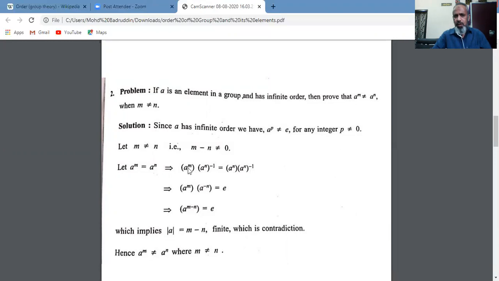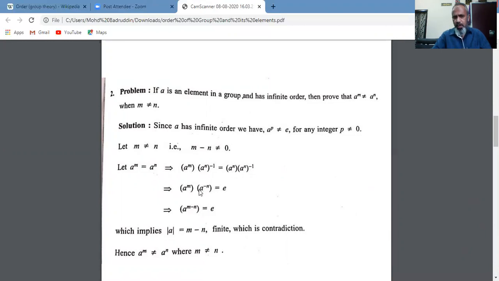So in place of a to the power m, we are writing a to the power n. So a to the power m into (a to the power n) whole to the power minus 1 is equal to a to the power n into (a to the power n) whole to the power minus 1. So a to the power n into (a to the power n) whole to the power minus 1 means a to the power m into a to the power minus n. So in place of a to the power m, it is a to the power m and it is a to the power minus n.